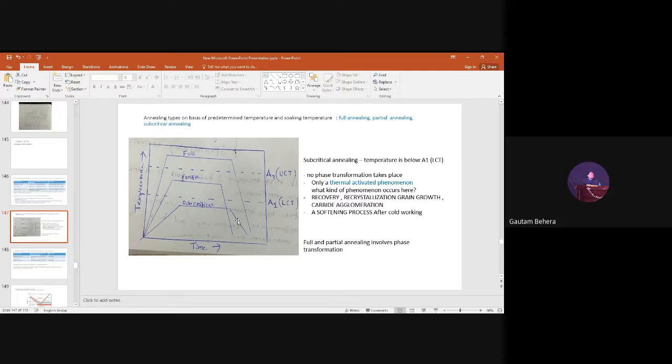In recovery, a lot of dislocations get annihilated. In recrystallization, the rest of the dislocations get annihilated, and the grain becomes strain free, right? And finally, grain growth is also there. The grain becomes coarser, so finally dislocations cannot easily move. That's why it is becoming softer and softer, right? And agglomeration of carbide: okay, if carbide becomes agglomerated, or cementite becomes spherical, how does it bring softness in a material?